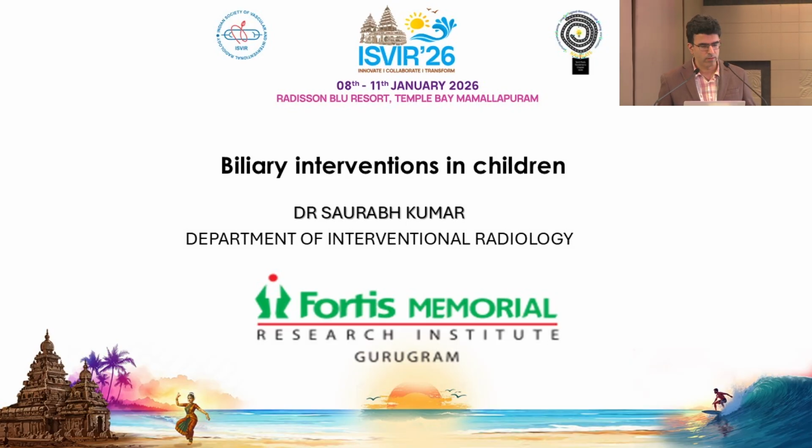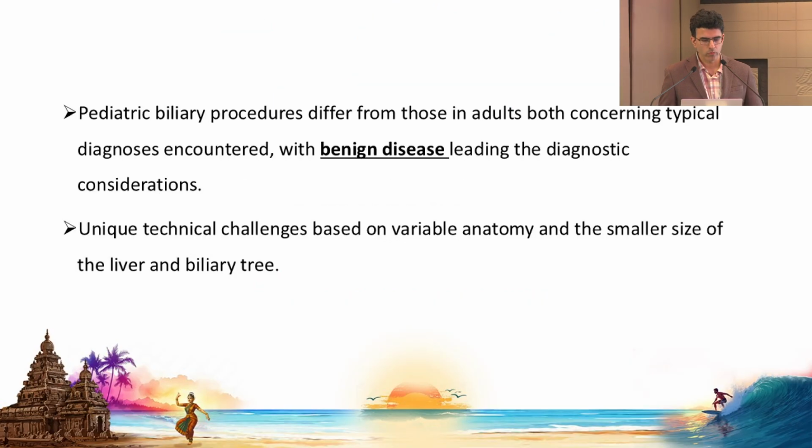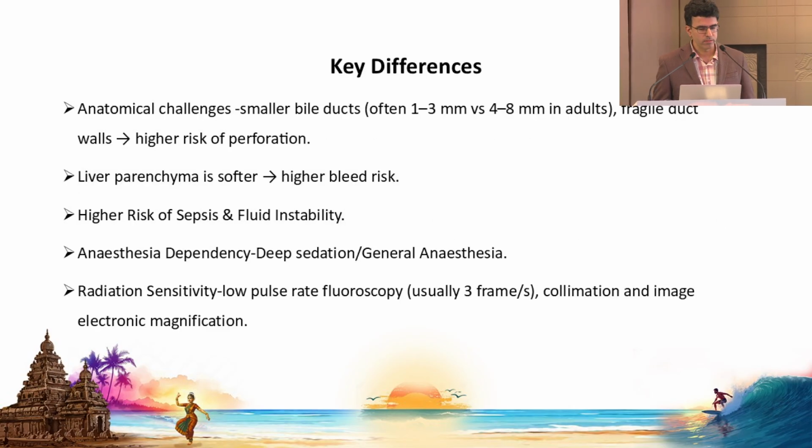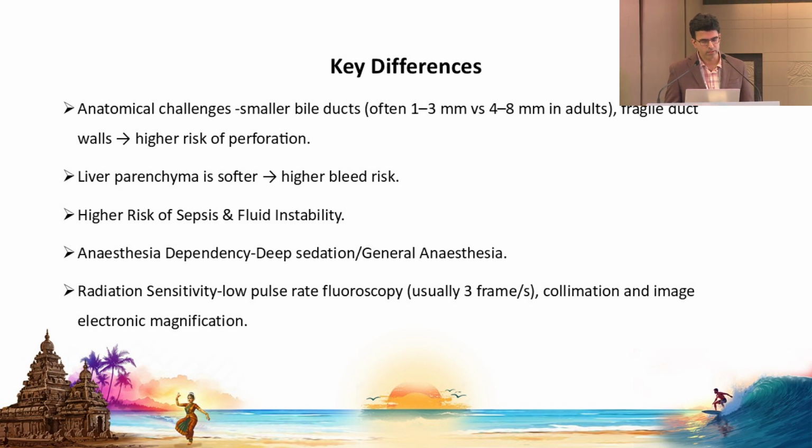So, starting on biliary intervention in children. We all know pediatric biliary procedures differ from those in adults, both concerning typical diagnoses encountered, with benign disease being more common, and they often pose unique technical challenges. The key differences are the smaller caliber duct with a fragile duct wall, so there is more risk of perforation during cannulation. The liver parenchyma is also softer, so more prone to bleeding during tract dilatation. There is a high risk of sepsis and fluid instability, especially in neonates and infants.